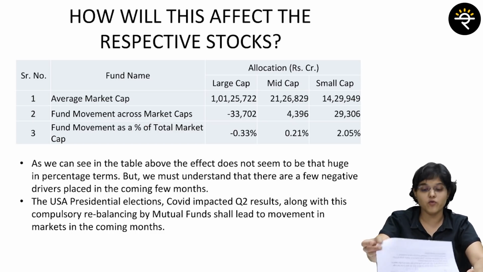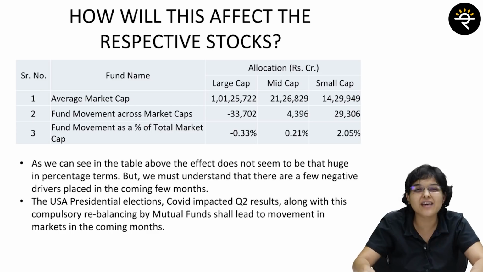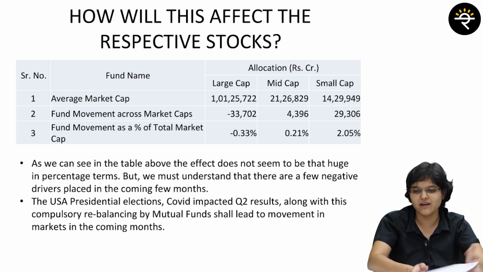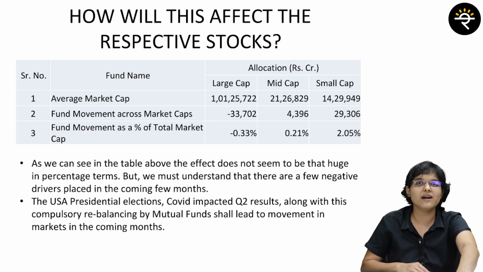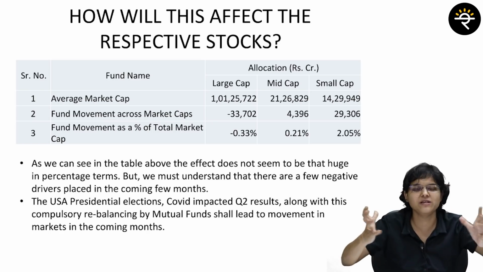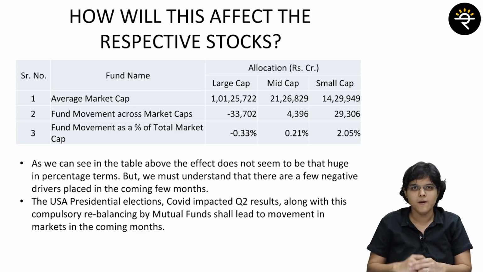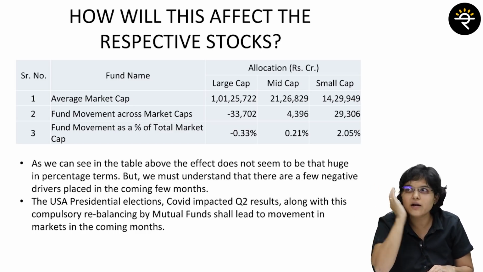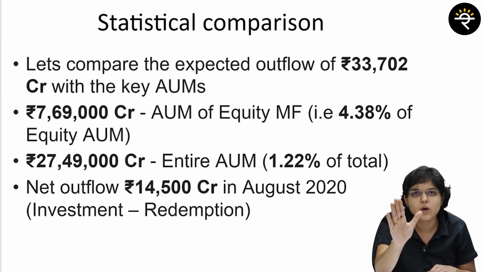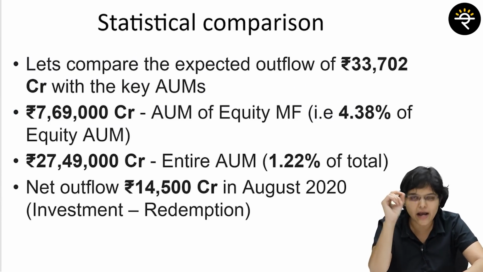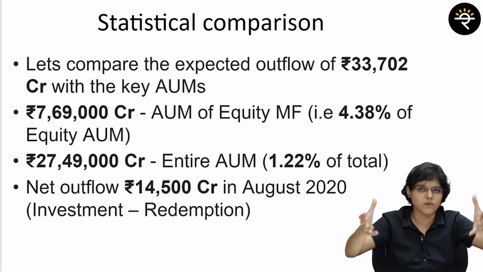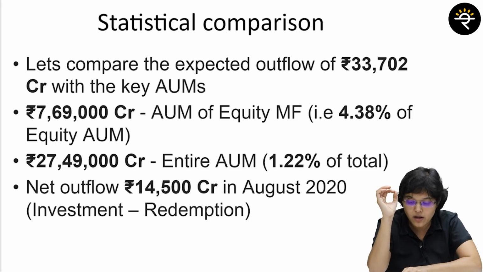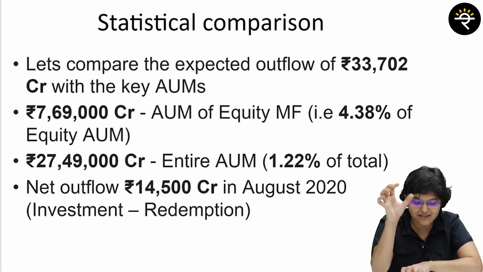The whole purpose of doing this video is not to scare you away, but to make you understand that these are not big numbers. You might say, Rachana, are you going mad? You said right now 33,000 crore rupees is going to be sold off from large caps. Now understand the magnitude of that. Is that a big number? No, that's not a big number. Why? I also tried to take out some data. How much is the total equity mutual funds AUM? Total AUM of equity mutual funds is 7,69,000 crores.